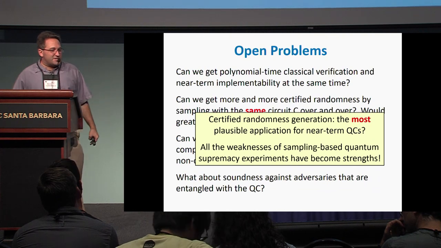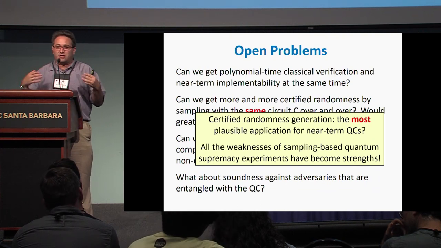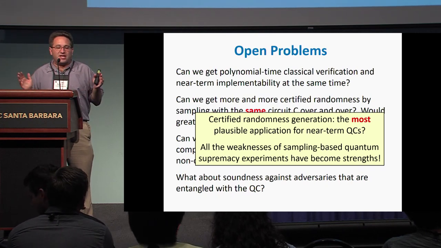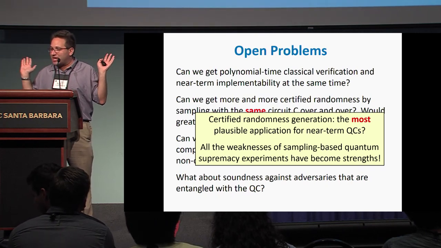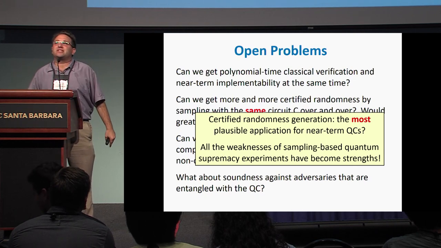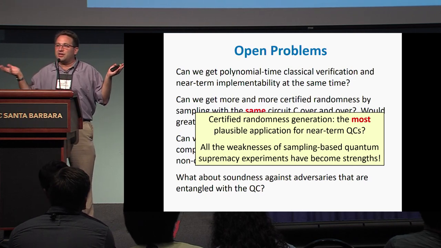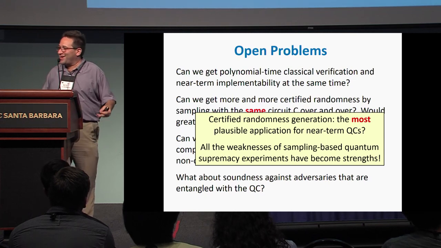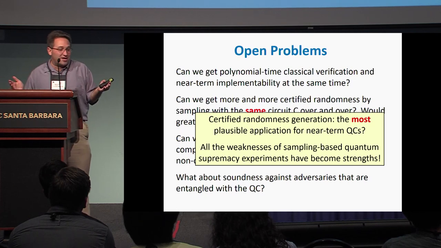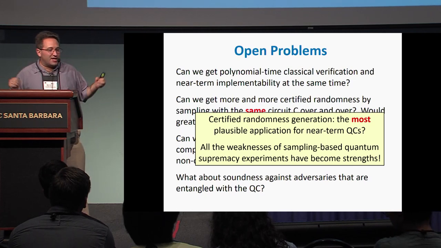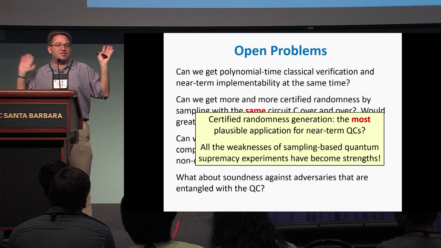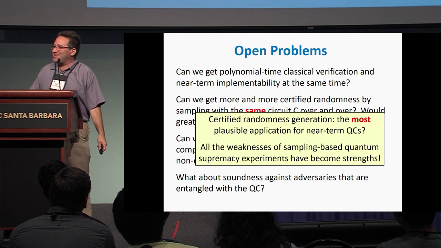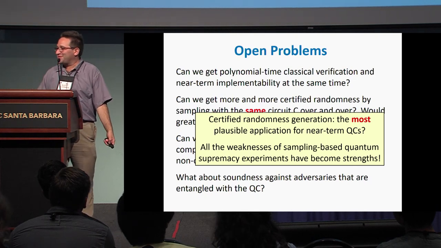But what I wanted to say is that Google has gotten excited about this, and I think the reason is not that this is a world-changing application. We know other ways to get probably good enough random bits, but this may be the most plausible application for a very near-term quantum computer that we know of. It can be done with 70 qubits. You don't even want more than 70 qubits. So somehow all the weaknesses of quantum supremacy experiments have become strengths.